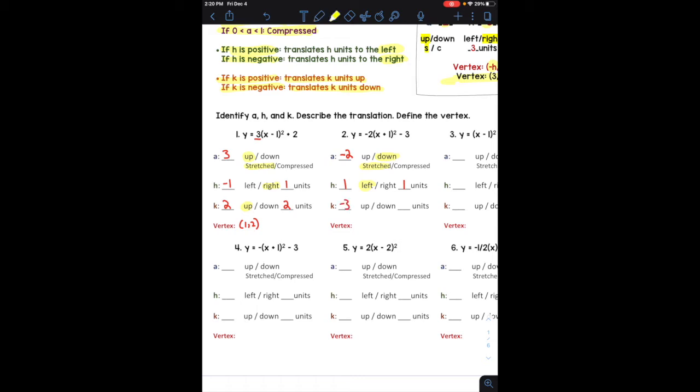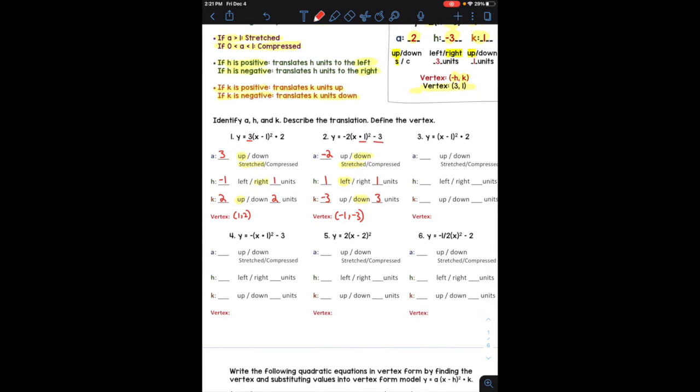When K is negative, it's going to move down that many units, so the parabola will move down 3 units. Looking at the H and K values, we can write our vertex, which would be negative 1, negative 3. In addition, if our parabola vertex starts at 0, 0, and it moved right or left 1 unit and down 3 units, the vertex would end up being at negative 1, negative 3.